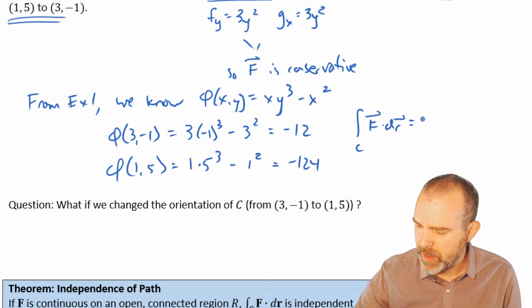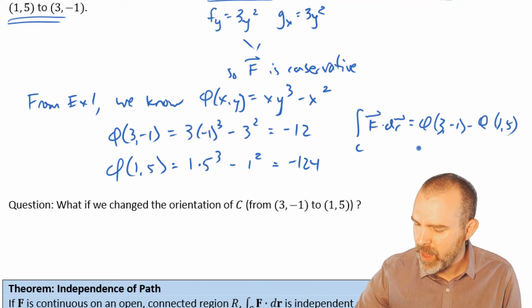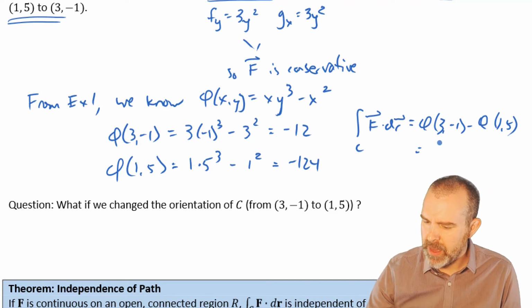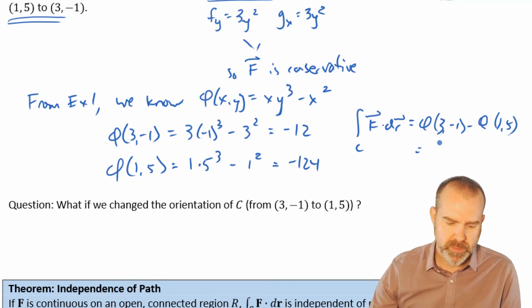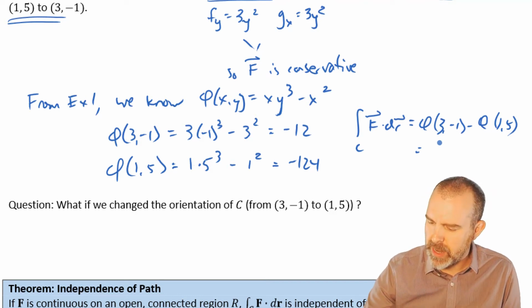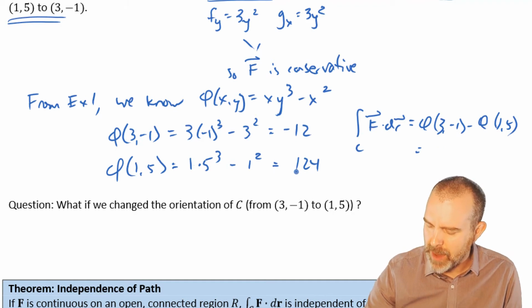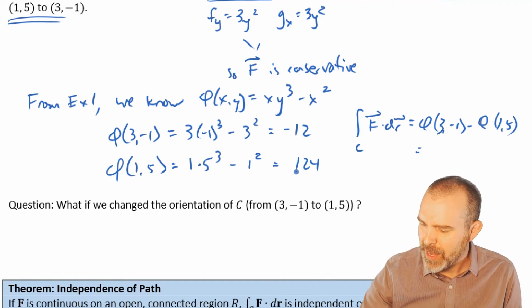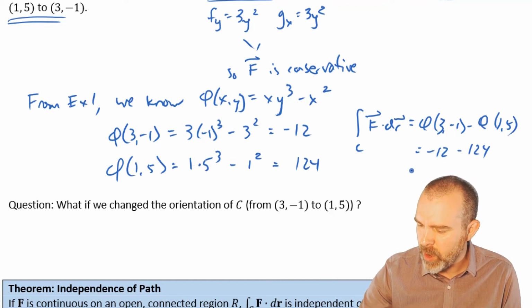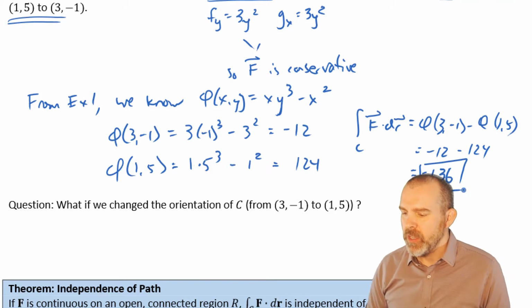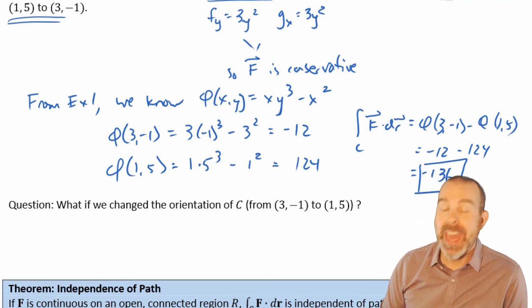I didn't really leave enough space here. Let's see if I can write it smaller. Phi at (3, -1) minus phi at (1, 5), which will be, let's see here. Actually, no, that's not -124. That's positive. I'm getting ahead of myself because I knew the answer was negative. So that's -12 minus 124, and so we get -136. All right. Again, we didn't even need to know the path.